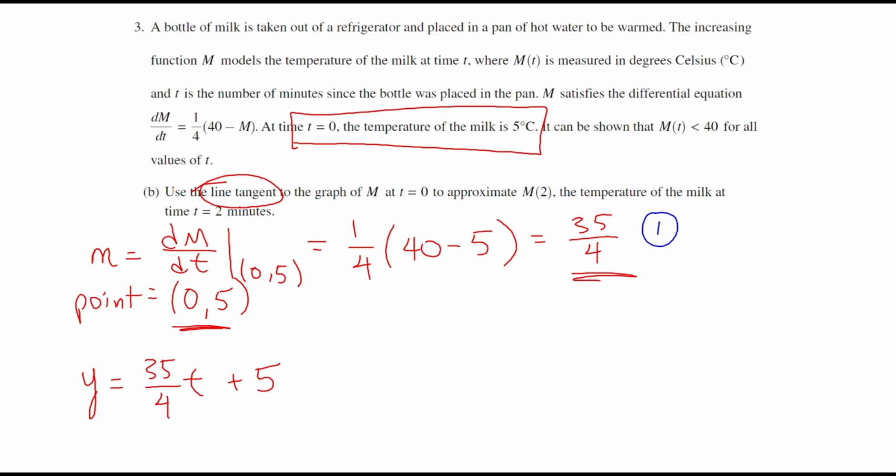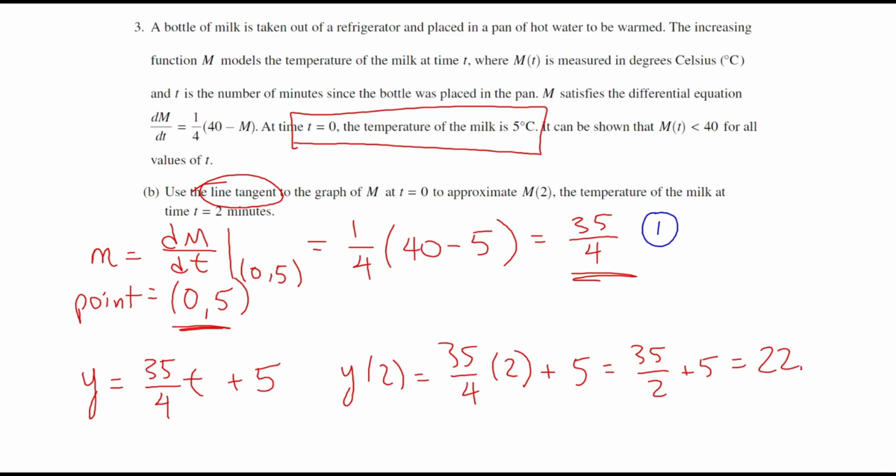All we have to do is then plug in 2 for t here. So to find y of 2, we just do 35/4 times 2 plus 5, which is 35/2 plus 5, which just comes out to be 22.5 degrees Celsius. And that is our approximation, and that is worth the second point here for this FRQ. Make sure you show all of this work as you go through and do the process.